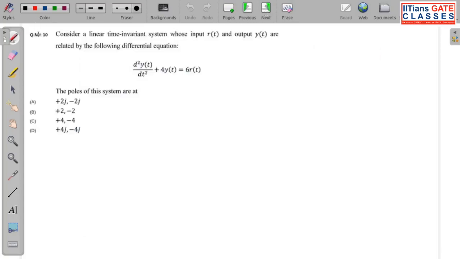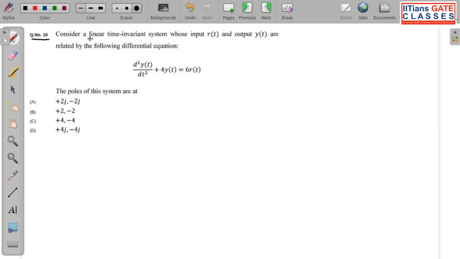So the first question, you can see, was question number 10 in the official question paper. This was a very simple question. What is the question? Consider a linear time system whose input r(t) and output y(t) are related by the following differential equation. They have given you the differential equation. The poles of this system are at. So they want to know the poles of this system, where y(t) is your output and r(t) is your input.